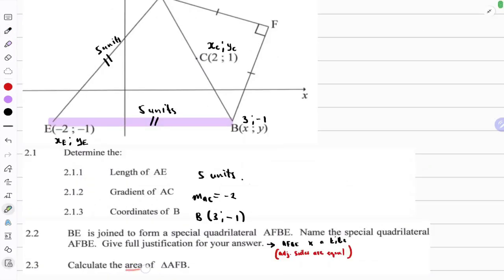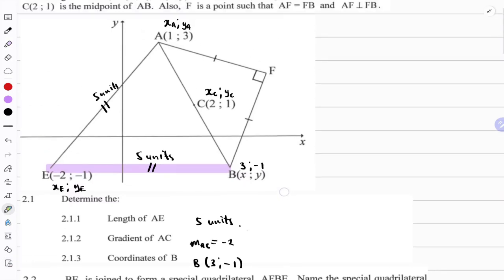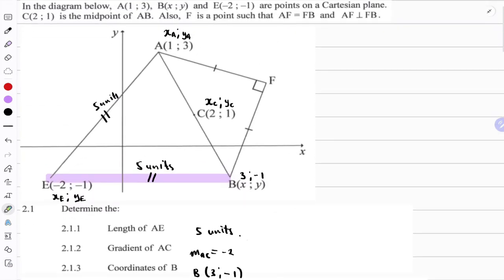And finally, the last question wants us to find the area of triangle AFB. So on the schematic, we can see that AFB is this triangle. They want us to find the area of this triangle. And we also notice that AFB is a right triangle, so we can employ Pythagoras theorem. We can already find the distance of the hypotenuse by applying the distance formula.